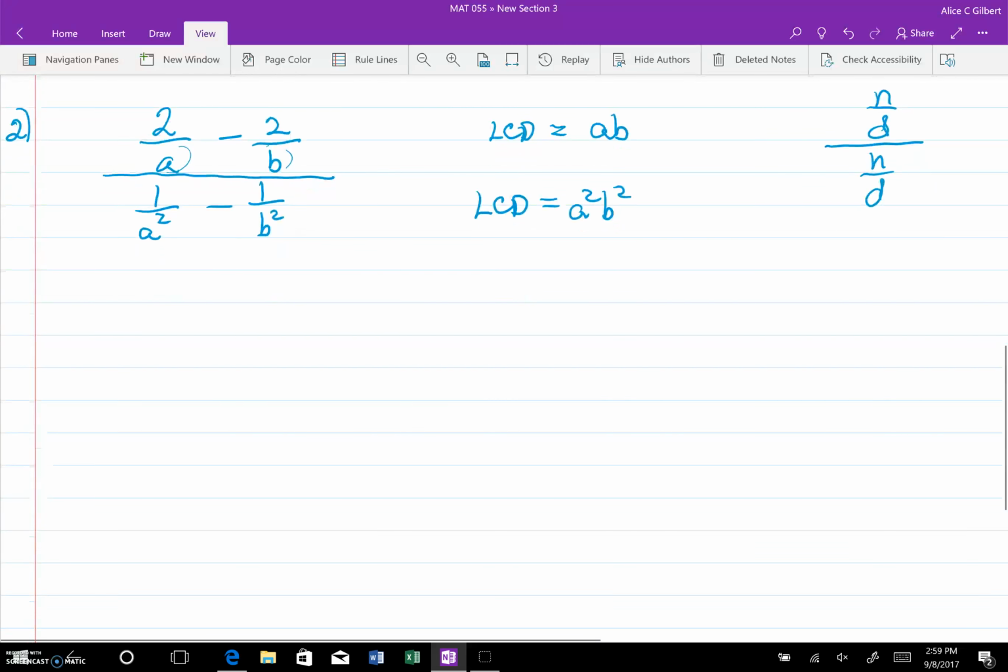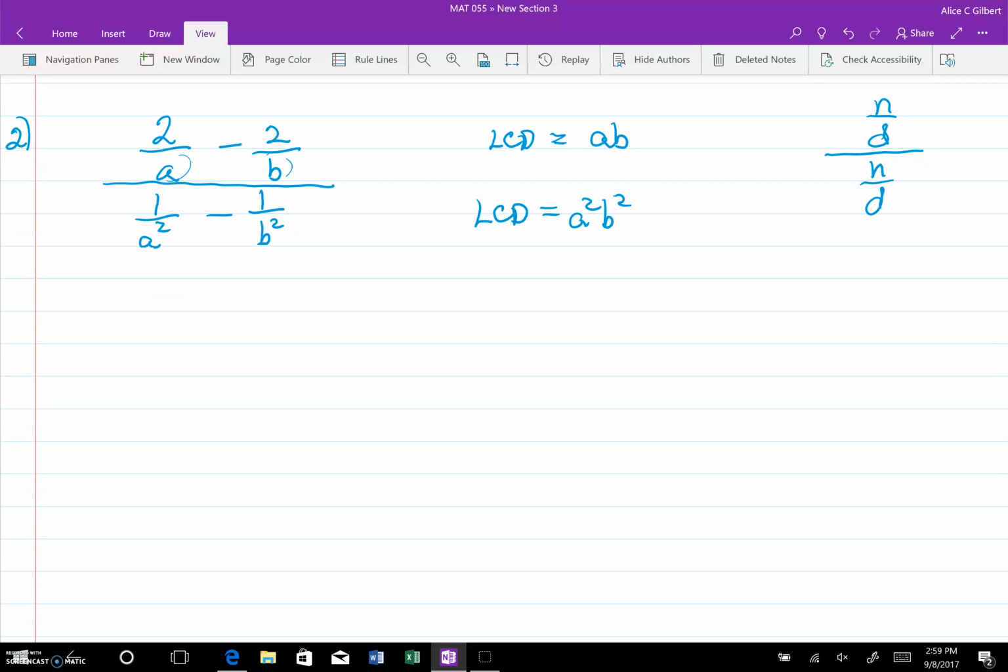Okay? So now I'm going to look at this. I'm going to write it down and say 2 over a. What do I need to multiply with a to get ab? Well, that would be b. And if I do it in the denominator, I need to do it in the numerator. And let's write the second one. What do I need to multiply with b to get ab? Well, that would be a. If I do it in the denominator, I have to do it in the numerator.